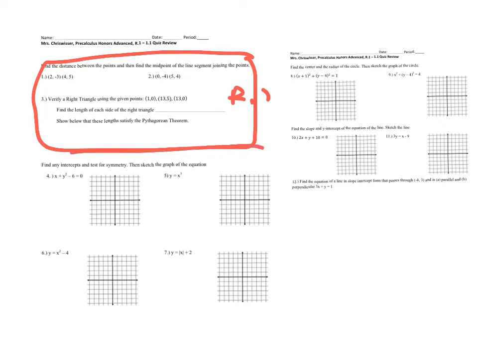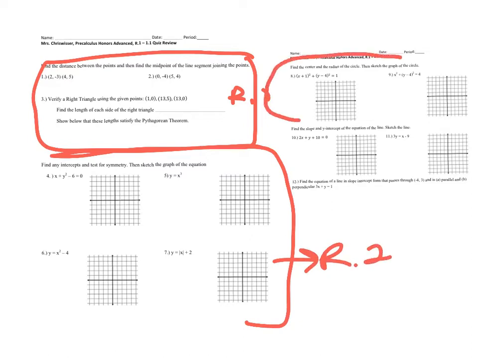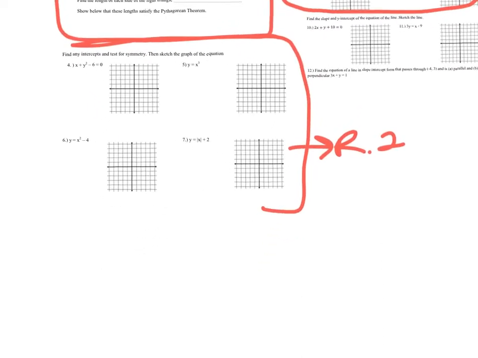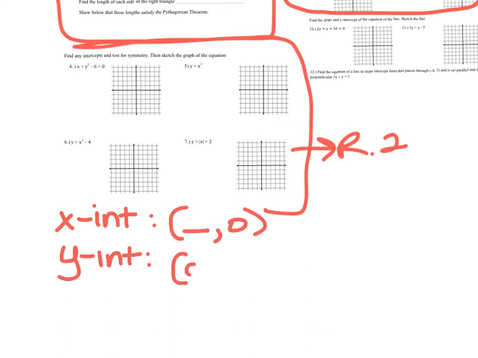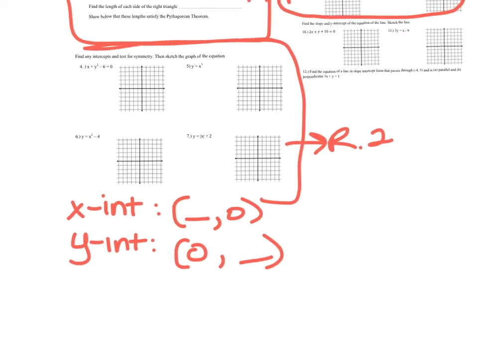And then this stuff all came from R2. This and the circles came from R.2. So in R.2, it's asking for your intercepts. Remember, x-intercepts, we plug 0 in for y. Y-intercepts, we plug 0 in for x and find the corresponding y.